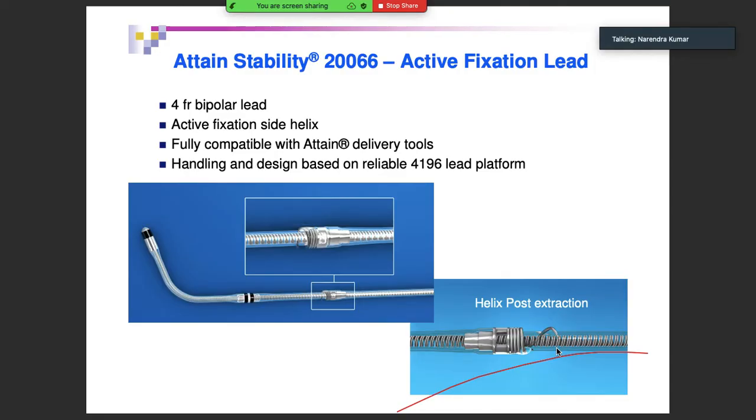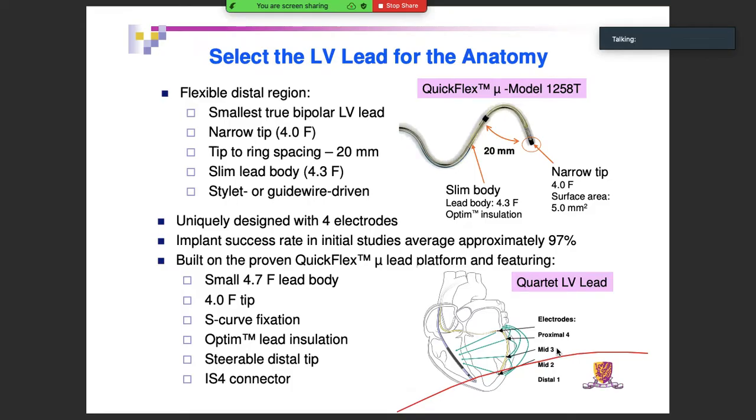Because sometimes, I'll tell you, even for your examination, practical questions can be asked. So which lead should be selected? For example, you may be asked to come and assist in the lab. You may be asked which type of lead one should consider, especially for resynchronization therapy, and it will be important to understand. For example, if someone says Quartet LV lead, or sometimes one says no, QuickFlex model, I will try to prefer. So what are the reasons?